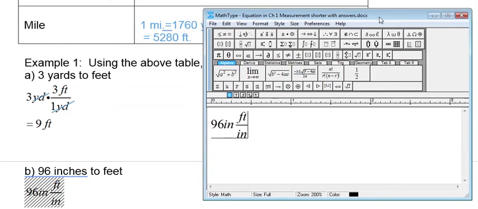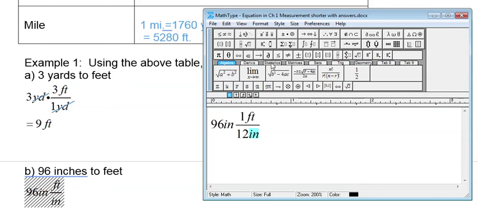I'm actually going to show you what I'm doing here. So inches are on the top to start with. We want to get rid of them, so we're going to put inches on the bottom. Well, if we look, what's our conversion for feet to inches or inches to feet? Well, there's 1 foot is equal to 12 inches. So again, these inches are going to cancel both times.